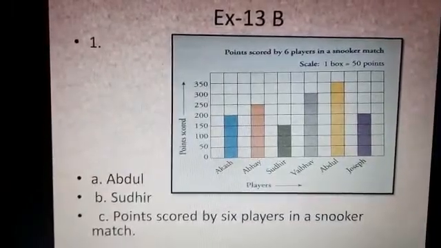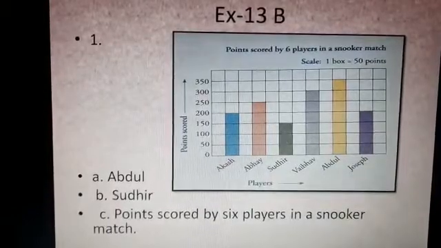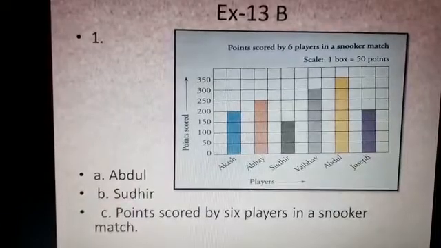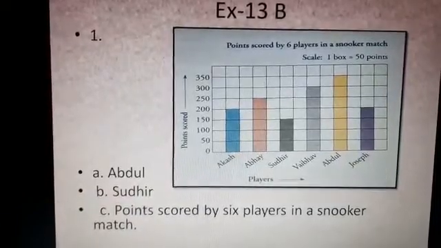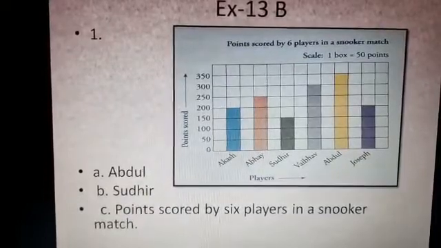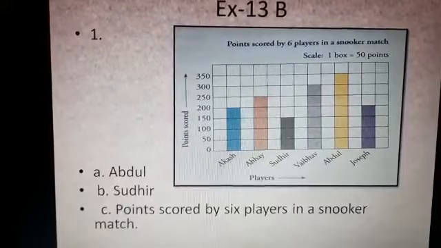The B bit. Who scored the minimum points? Minimum means lowest or least. Here the smallest bar is Sudhir's. So answer is Sudhir. What information is shown in this bar graph, children? It is the points scored by different players in a snooker match.